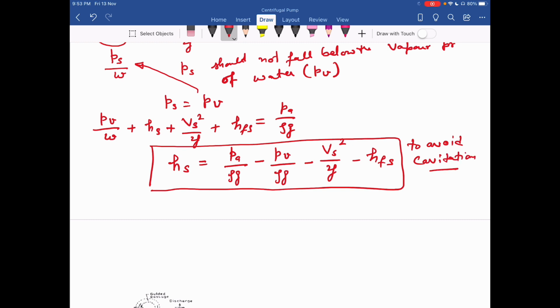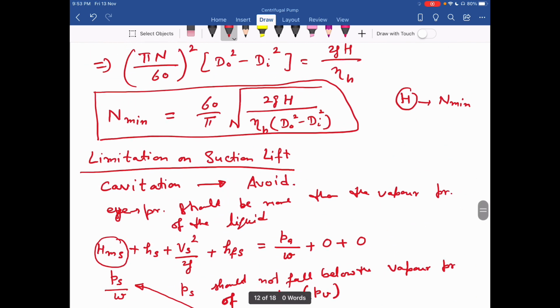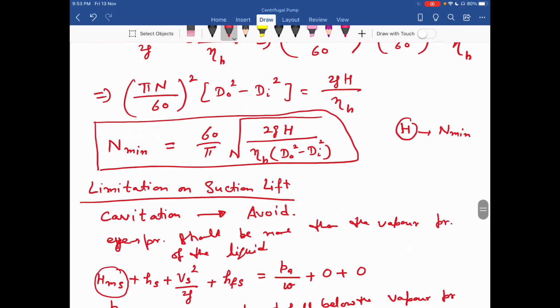Okay? At or below this value of HS is fine, but more than this value of HS, there is a problem of cavitation in the centrifugal pump. So this is the maximum value of HS to avoid cavitation. So that puts the limitation on suction lift, that is the suction head. Okay, so this is how we can decide the suction lift, or the suction head, you can say.